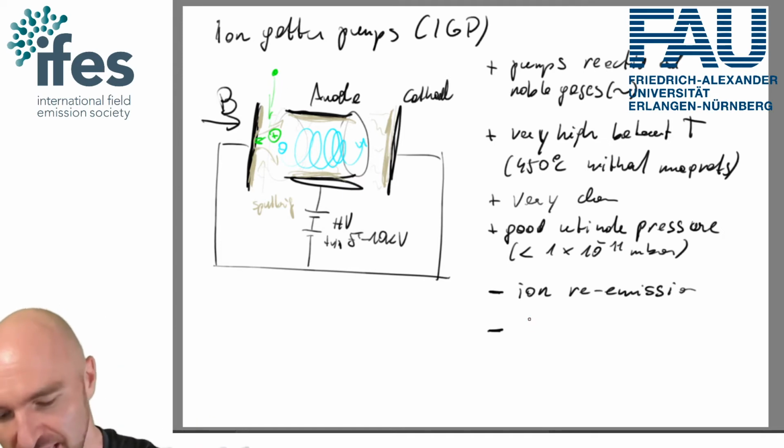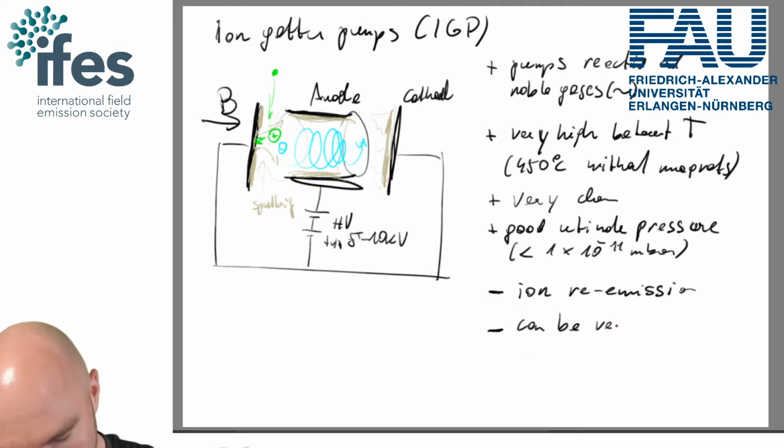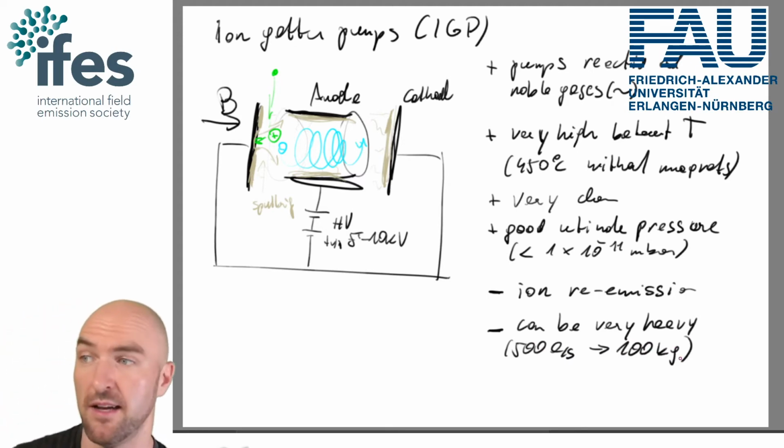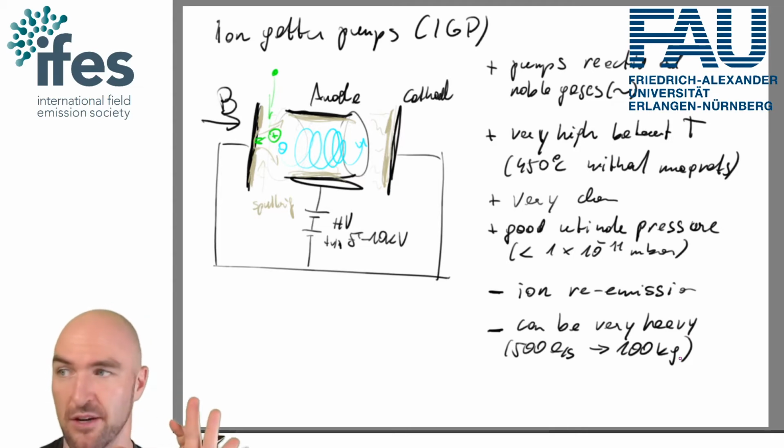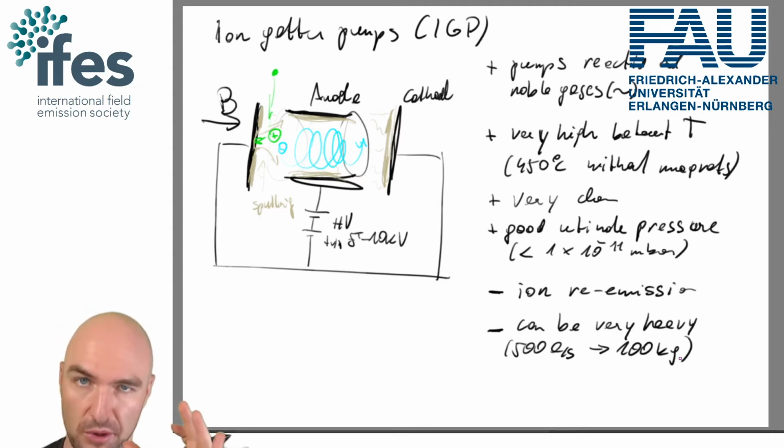And the other downside is that they can be very heavy. So if you have a 500 liter per second pump, that pump has about 100 kilograms, right? And this might not sound like a big deal, but this is really determining how you design your system.